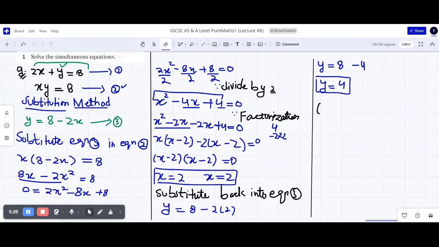We will just write the solution of the equation, which is x is 2, y is 4. When the answer is repeating, we don't need to write two or more terms, just write it once.